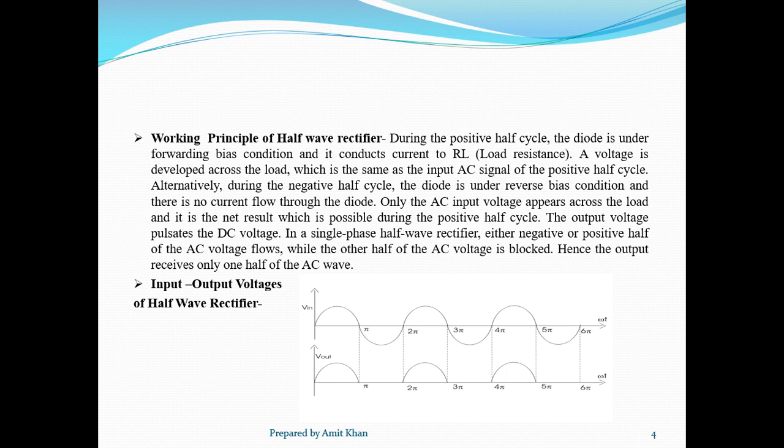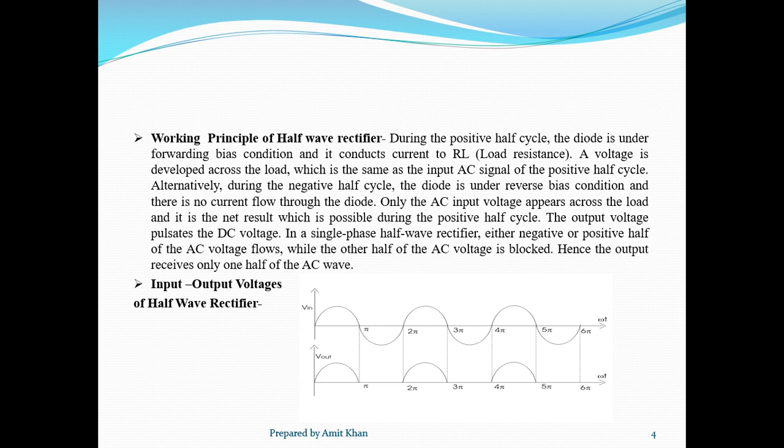Now how a half-wave rectifier works. At first, during the positive half cycle, the diode is under forward bias condition and it conducts. So a voltage is developed across the load which is the same as the input AC signal of the positive half cycle, and in the negative half cycle the diode becomes reverse bias. So the diode does not conduct and there is no current flow through the diode.